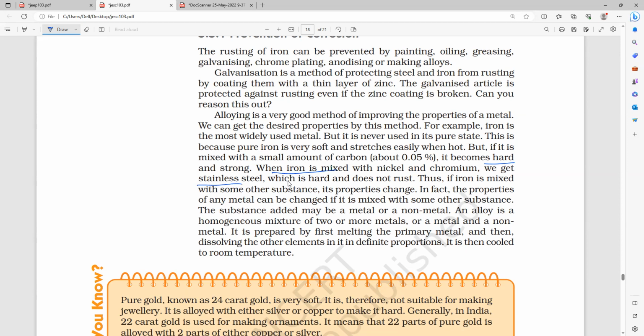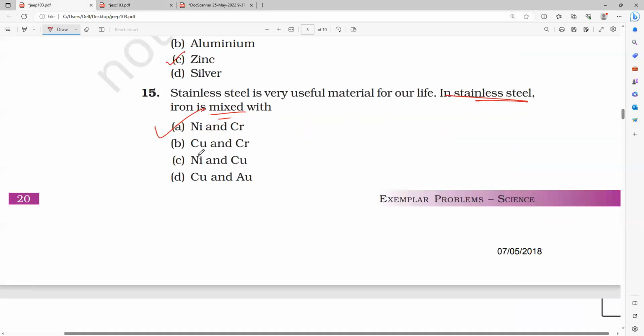When iron is mixed with nickel and chromium, you can see here, even the percentages I have taught you: 74%, 8%, and 18%. 18% chromium, 8% nickel, and 74% iron. Okay, everybody. So nickel and chromium, please remember. Also, you should know the symbols of at least a minimum of 30 elements. Otherwise, it's very, very tough.